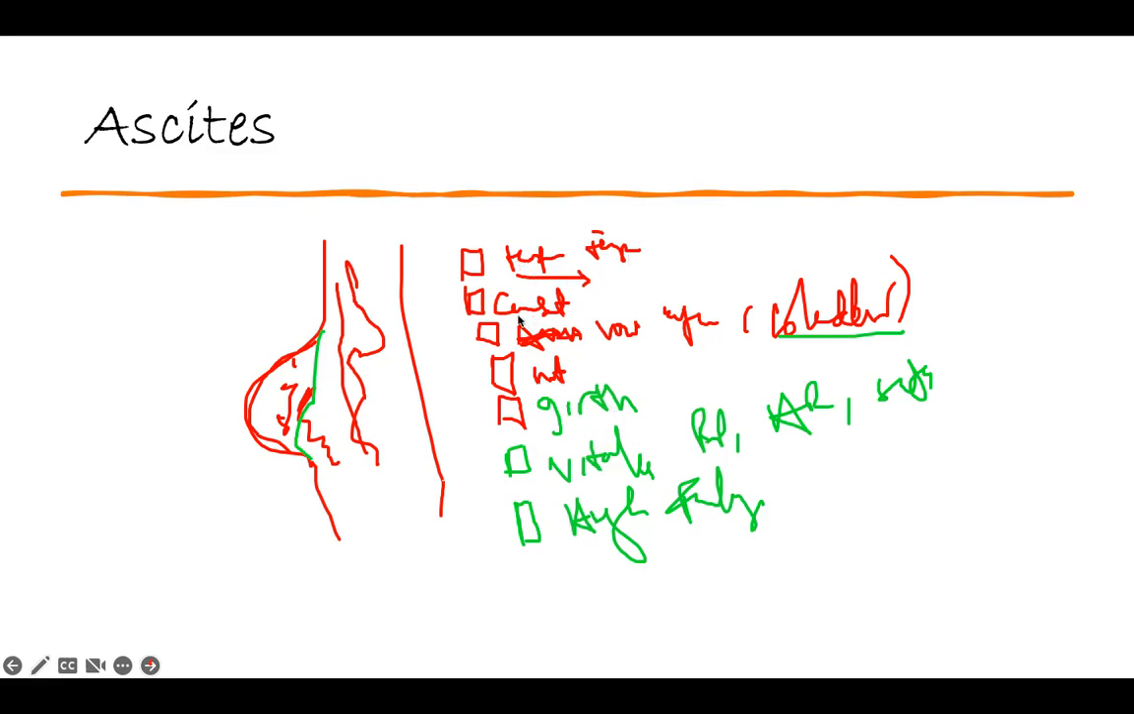It is a temporary procedure. You need a consent. The patient needs to void before in order not to injure the bladder. You need to check their weight before and after. Measure the abdominal girth before and after. Check their vitals before and after, and they have to be in a high Fowler position.